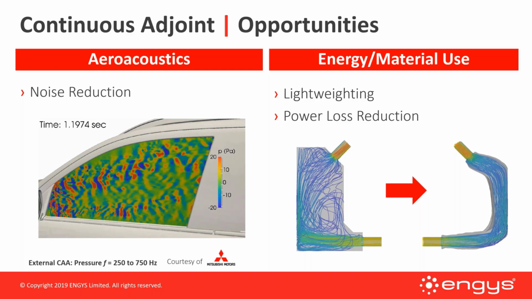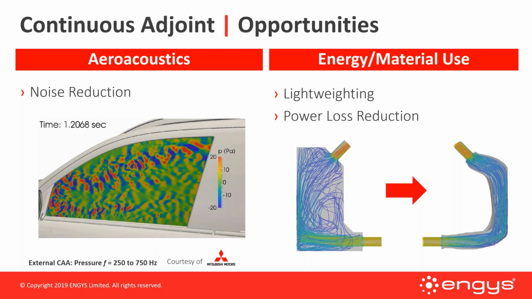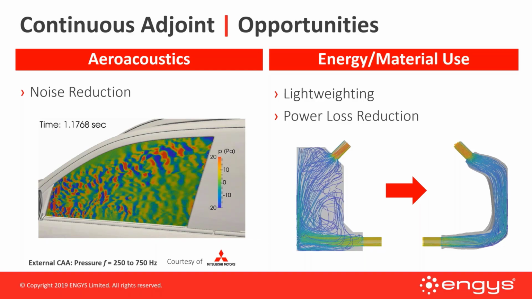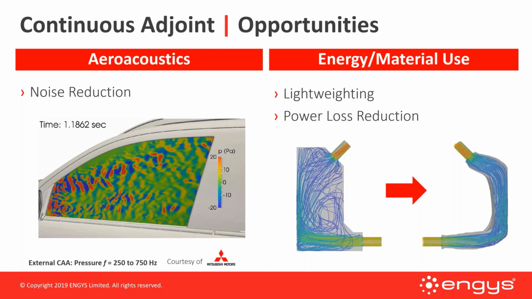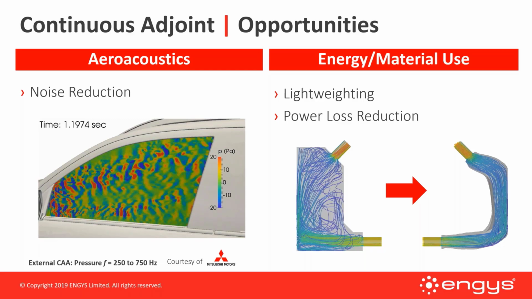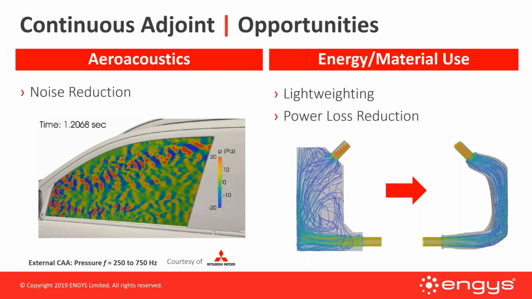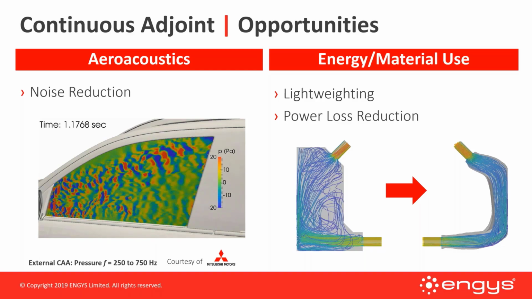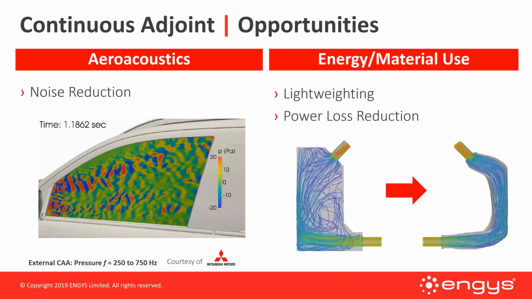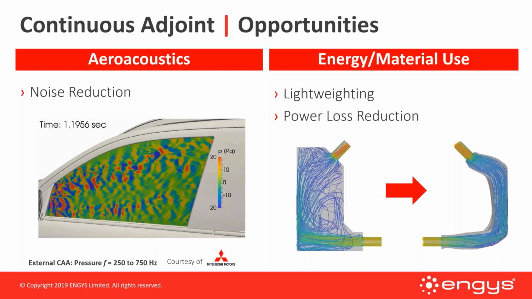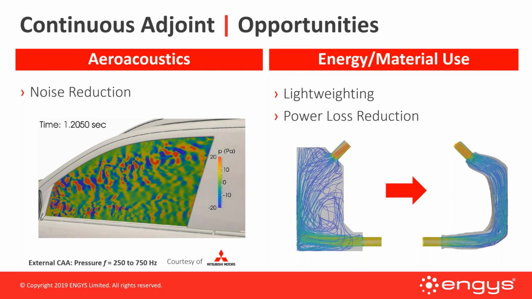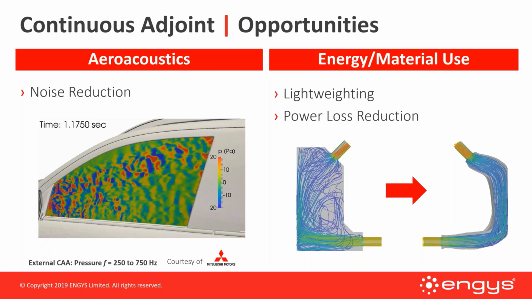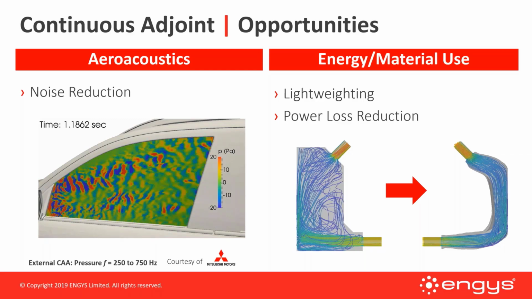Next, energy and material use. So oftentimes engineers are tasked in the design process to reduce energy of a component or reduce the mass of a component. So lightweighting is a very important task that HELYX Adjoint and continuous adjoint can address specifically. So we can reduce the overall mass of a component by 30%, 20%, 50%.